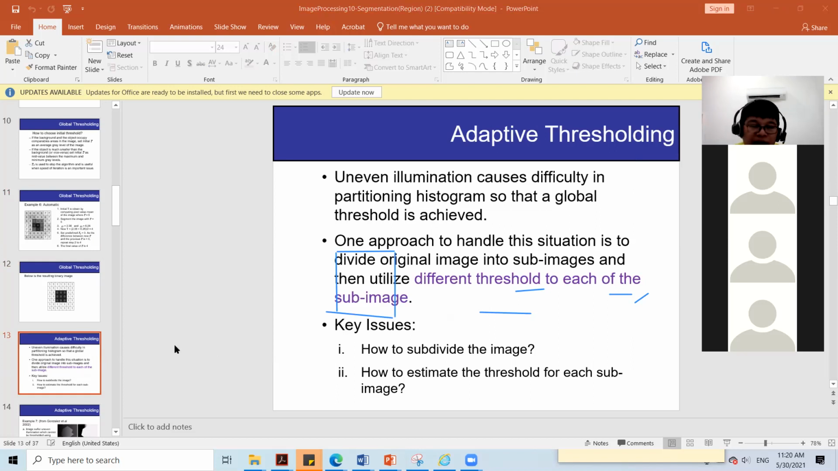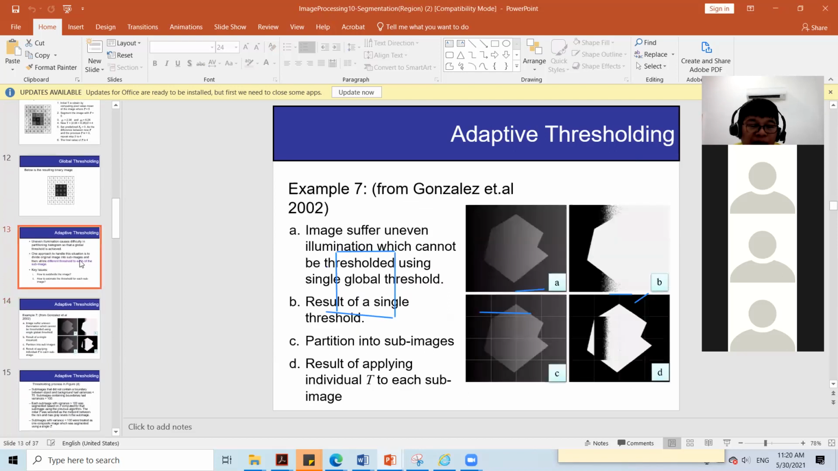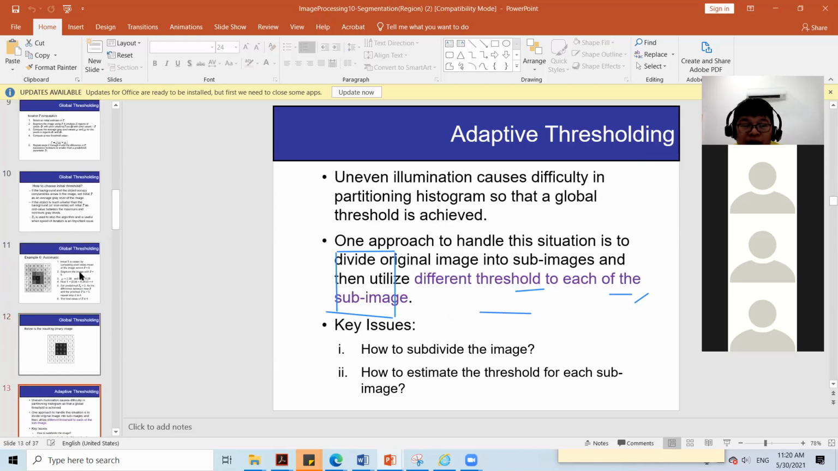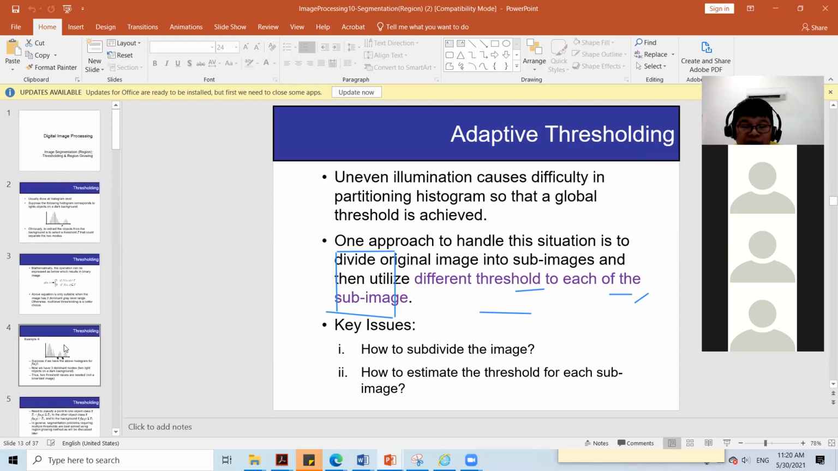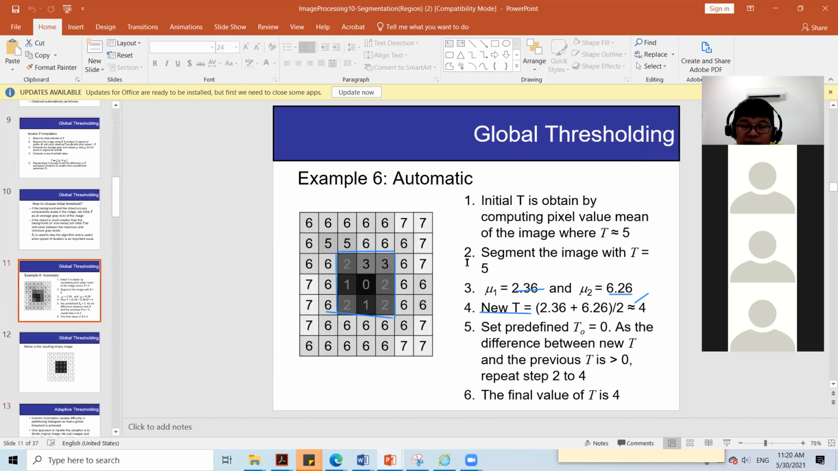Okay. Simple, right? But global thresholding means the whole image. What kind of disadvantages of global thresholding can you observe? Anyone can give input. What's the disadvantage? The advantage is that it is simple and straightforward, only 3 or 4 steps. Yes, you cannot have more than 2 regions.